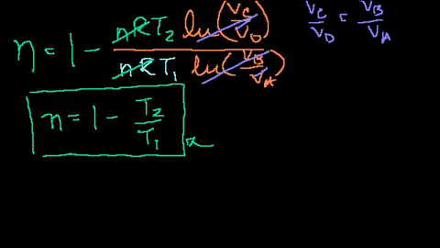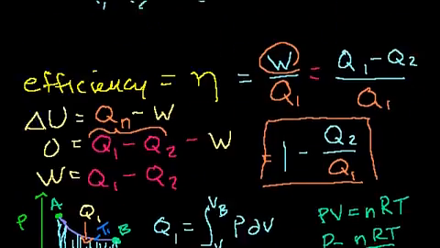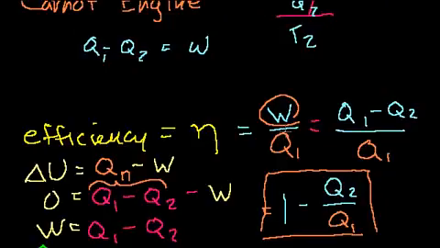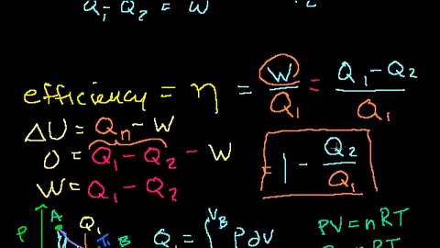In the last video, I showed you that the definition of efficiency, eta, is the work that we do given the amount of heat we are given to work with. And we showed that for an engine that could also be rewritten as 1 minus Q2 over Q1. Or essentially 1 minus the heat we output from our engine divided by the amount of heat we input into our engine.